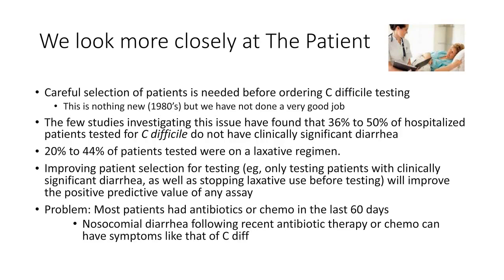So, we need to improve patient selection for testing by only testing patients with clinically significant diarrhea, as well as stopping laxative use before testing. This should improve the positive predictive value of our assays. Problem: a lot of patients have antibiotics or chemo in the last 60 days of a hospitalization. So sometimes nosocomial diarrhea following recent antibiotic therapy or chemo can have symptoms like that of C. diff, but they might not be due to C. difficile. So once again, it's complicated. The patients are complicated, and we cannot always just absolutely select patients that for sure have C. difficile.